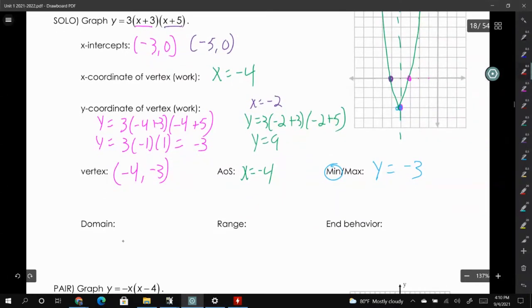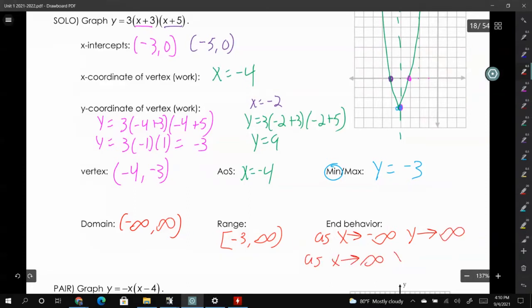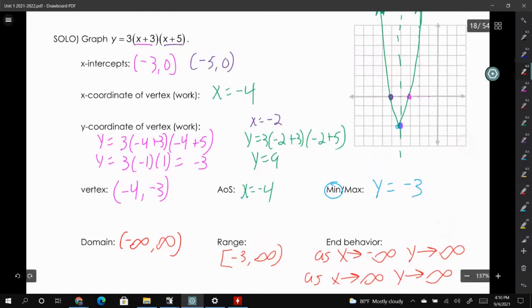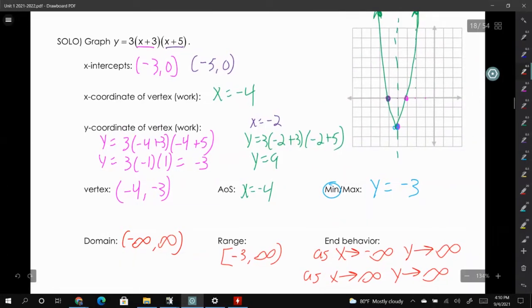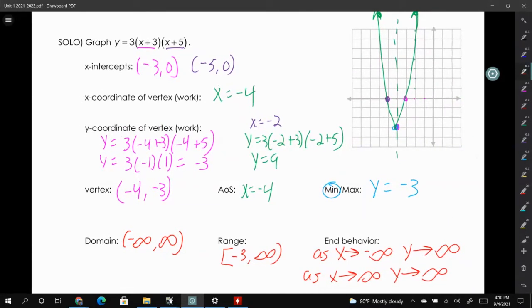Now that we have our graph, domain, since this graph is opened upwards, we are going to start with the smallest y value, which is negative 3. We go all the way to infinity. And with the end behavior, as x approaches negative infinity, the y values are going up. As x approaches positive infinity, the y values are going up as well. So again, these problems are a little bit quicker to do once you get those points down.